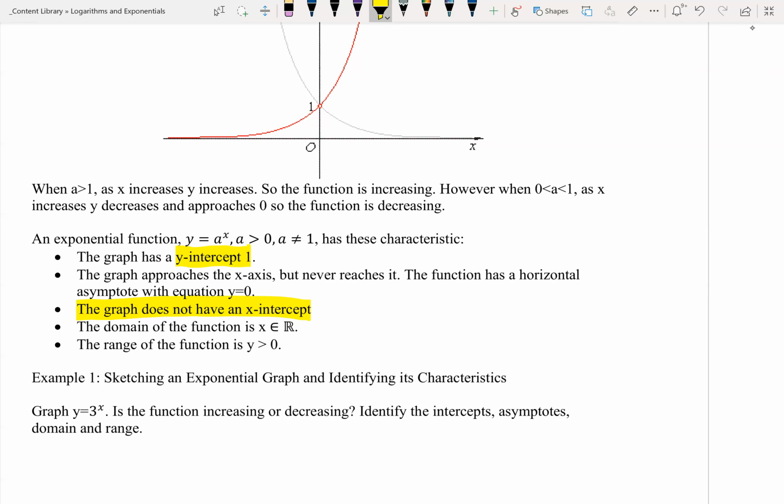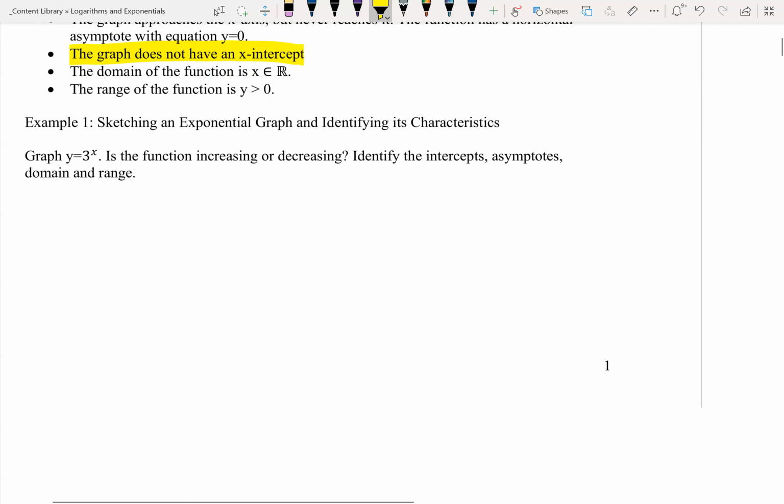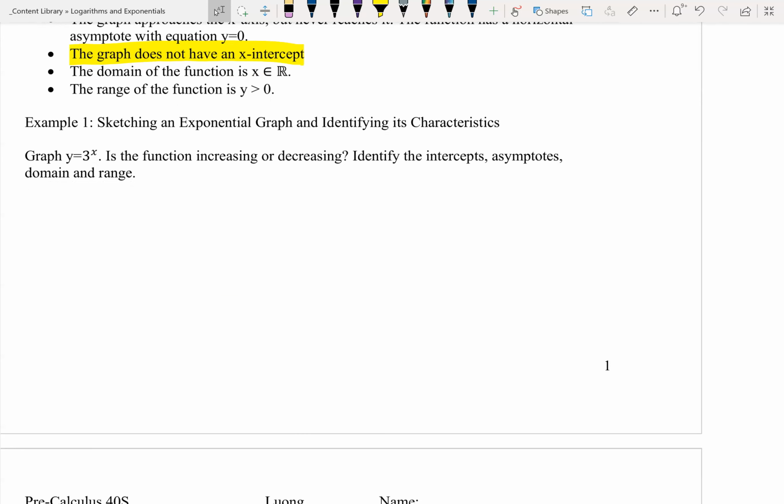The domain of the function is from negative infinity to positive infinity, or x is an element of the reals, and the range of the function is y is greater than 0, or from 0 to infinity. So let's graph y equals 3 to the power of x. Before I even begin to graph this, we know this function is increasing because 3 is a number that is larger than 1.